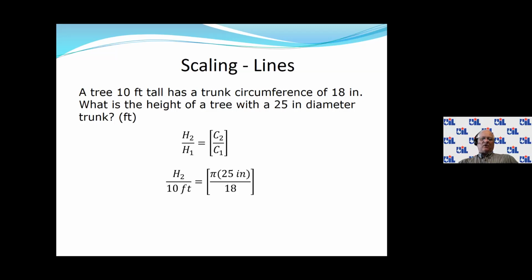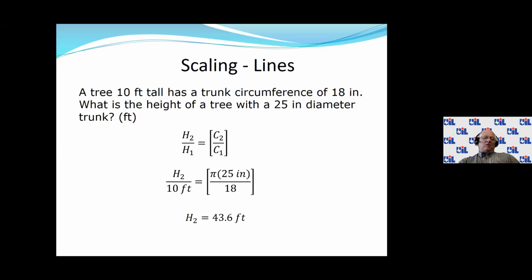The height of the old tree was 10 feet. That was given. The circumference of the new tree is actually pi times 25 inches, right? Because it's pi d to get the circumference. And the circumference of the small tree was 18. So it sets up this way. And I guess that's 18 inches in the denominator. So the inches cancel. I get feet, and it comes out to be 43.6 feet. So that's the way these scaling problems work.